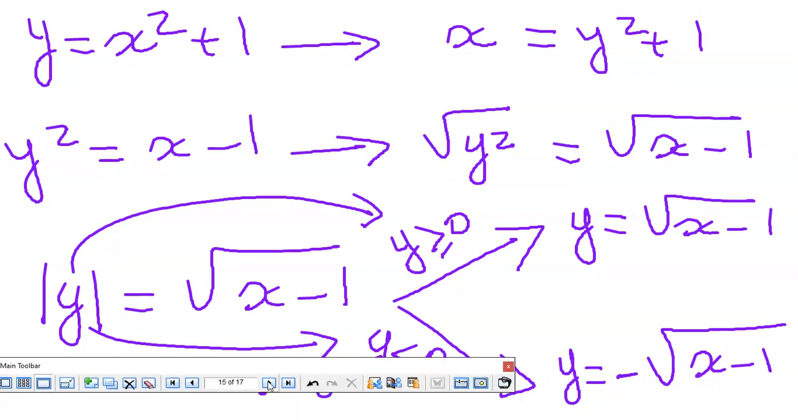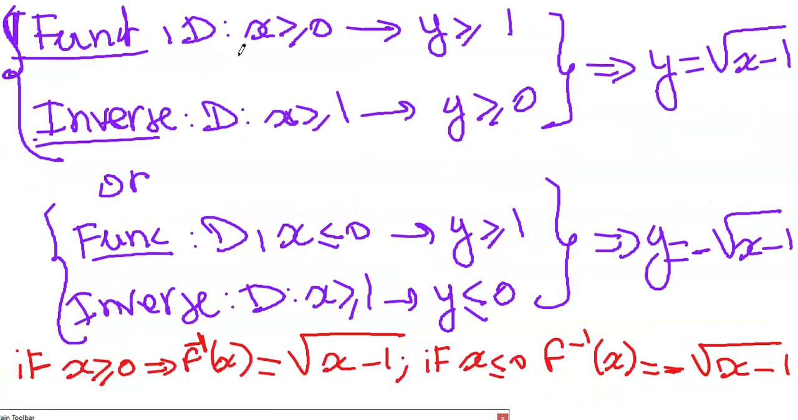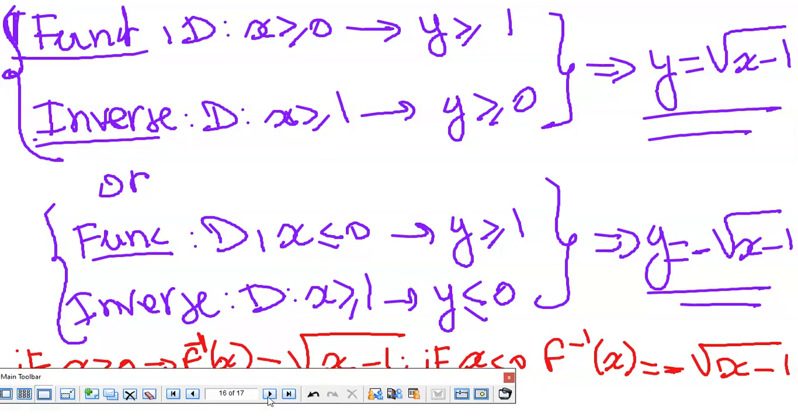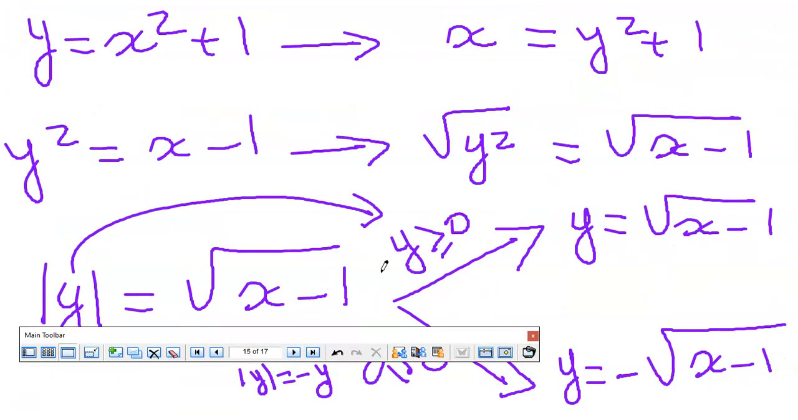Let's go back here. Let's continue now. So it means I have two inverse functions, this one and this one. But I need to state the domain of the function and its range, and the domain of the inverse and its range. So as I said here, we said that for y bigger or equal than 0, this is the range of f inverse.